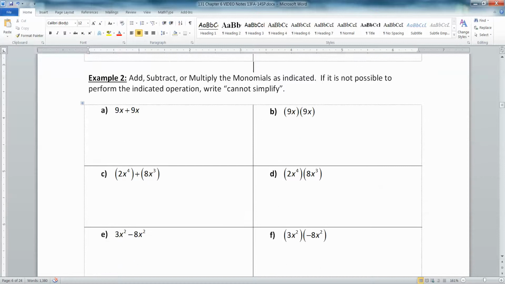Okay, so now we're going to kind of review. We're going to add, subtract, or multiply depending on what's required. So this is kind of a recap of last time and this time. So we'll start off with the first one. I have 9x plus 9x.